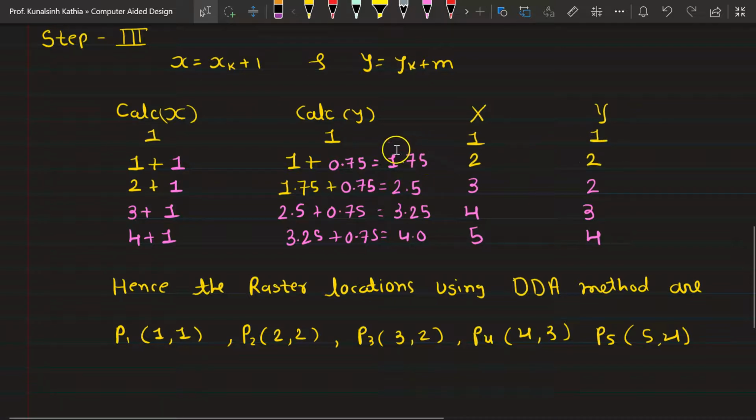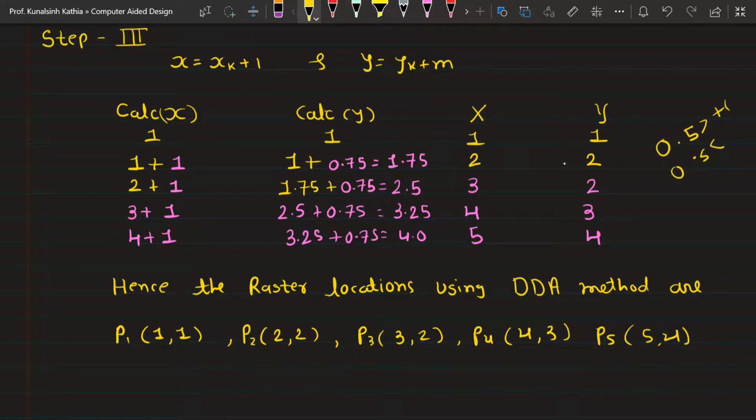Now the rule is that if the fractional value is greater than 0.5, then it will be counted as the next whole number, so 1.75 becomes 2. If its value is less than 0.5, then I will keep it as it is. So I have to put the rounded value here. Keep it in mind: if the value is greater than 0.5, I will increase by 1, and if it is less than 0.5, I will keep whatever value is there.